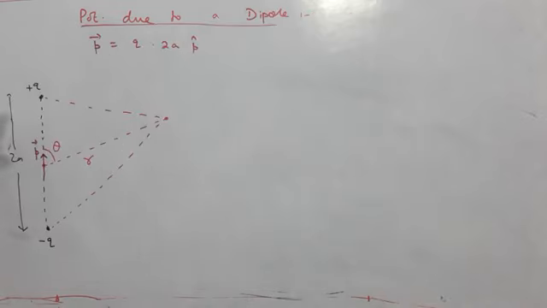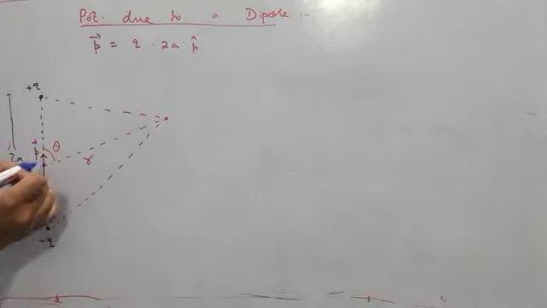This is our first example. Here we have a dipole, minus q and plus q are the charges. Separation is 2a. For the sake of clarity, we have drawn it very big. Remember, it is a very small dipole. And there is a point which is at a distance r from the center of the dipole. This is the center of the dipole.